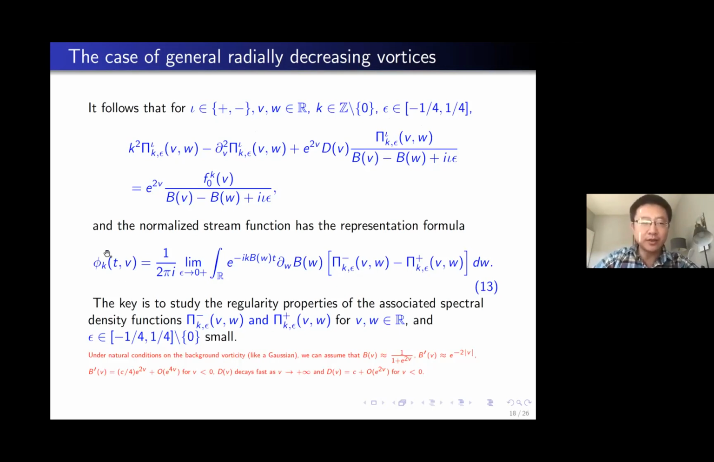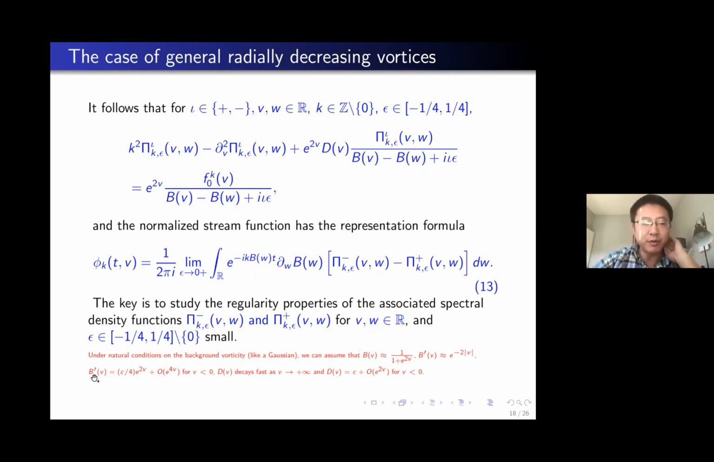And also we can write down the formula connecting the spectral density function with our stream function in the new variable. So now everything is really reduced to understanding the spectral density function pi. So we want to understand these functions, so it's maybe good to get some idea of what these functions look like. B decays like e to the minus 2V, but a very important feature is that B prime is degenerate as V goes to positive infinity and negative infinity. So B prime is degenerate in both directions.